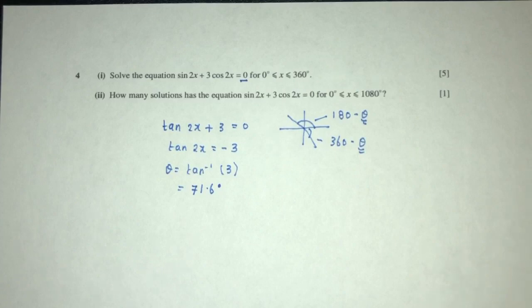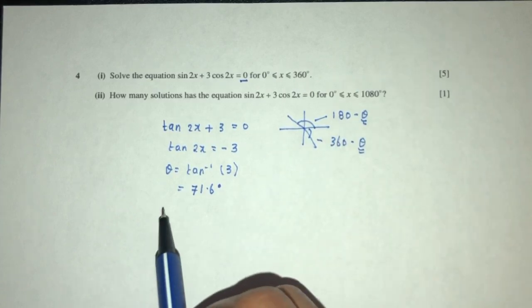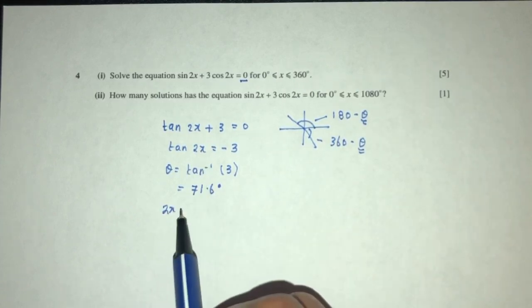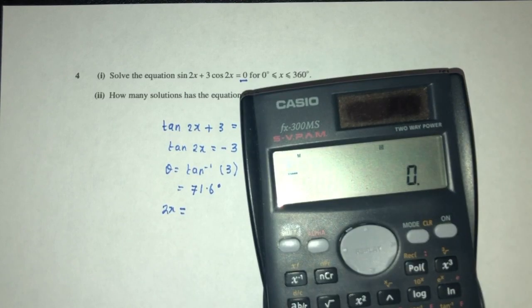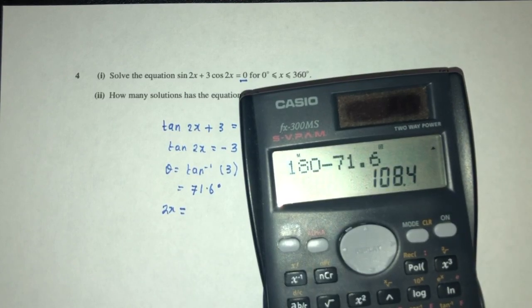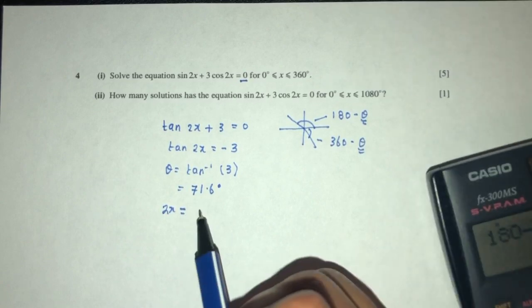Now to find the value of x, we have to use the quadrant. So 2x, because here we have 2x, is equal to 180 minus theta, 71.6, that should be 108.4.